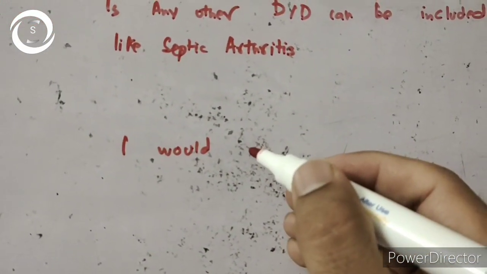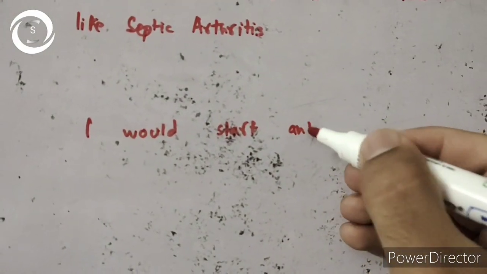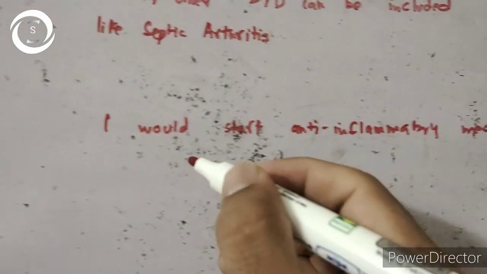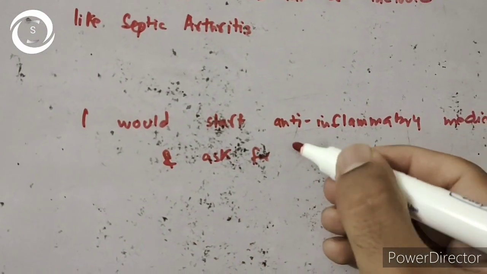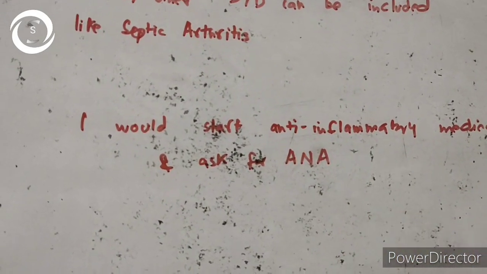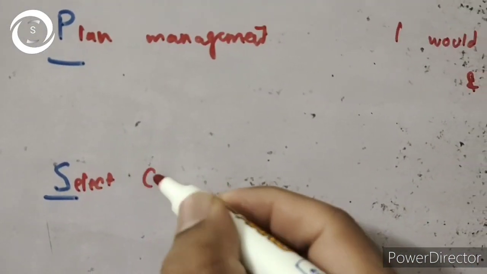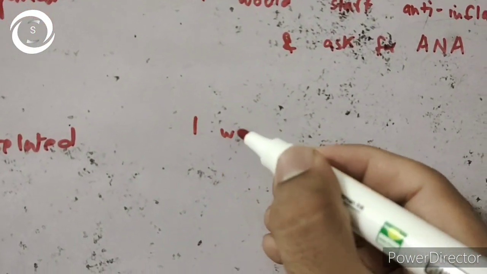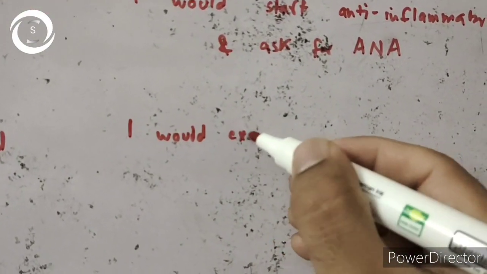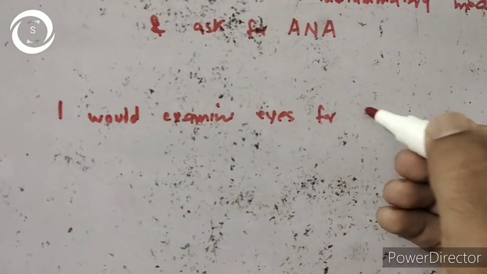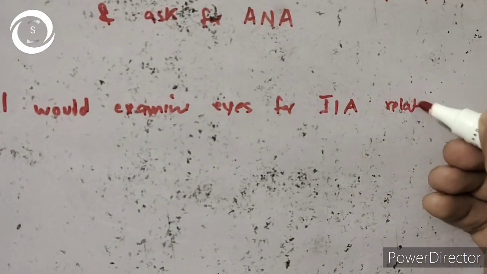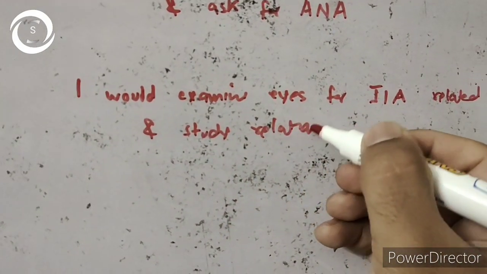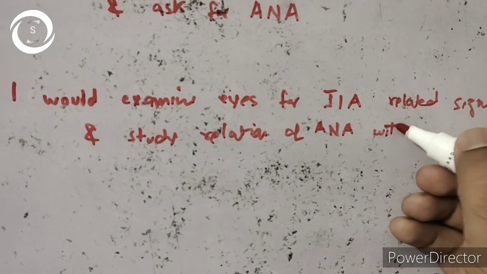Now S, select the case related issue for self-directed learning. JIA also has ophthalmological signs, so I would like to study the ocular features of JIA, and I would also like to understand the relationship between JIA and ANA. That's the deficiency that he can cover with self-directed learning. So that was an example of SNAPPS.